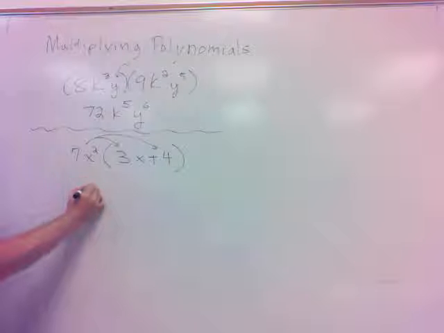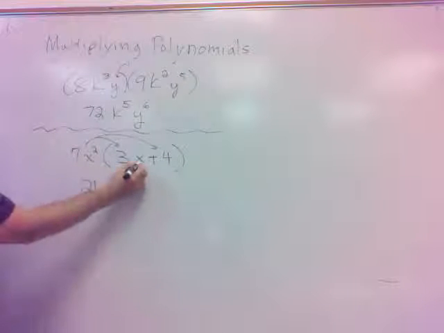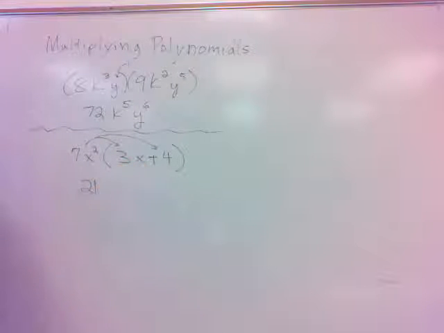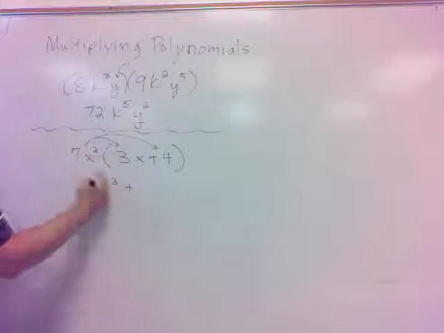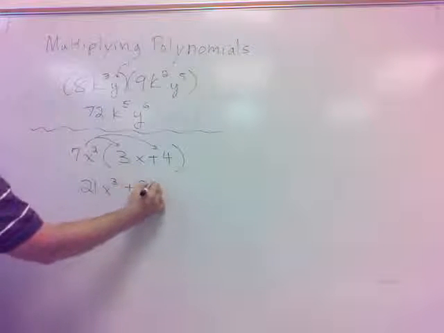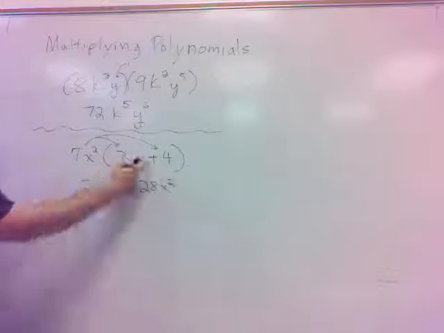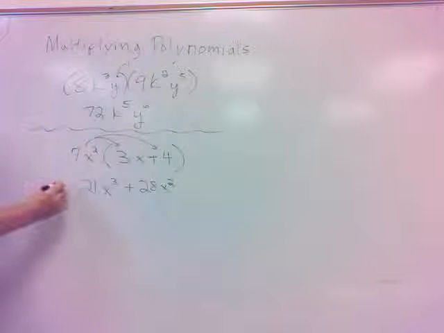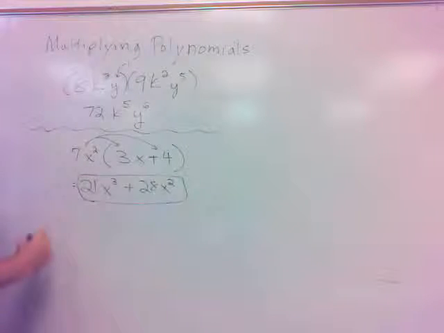That's 7 times 3, 21x. Of course, then you've got x squared and x. It's the add the exponent rule again, the x cubed, and then of course times 4 would just be 28x squared, 7x squared times the 4. Okay, so that's what we do if we had that.